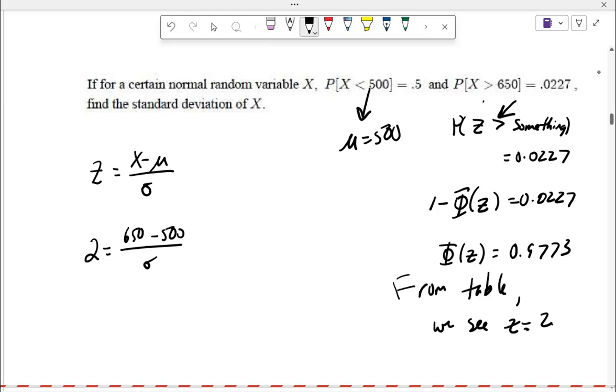My sigma is on bottom. We can solve for sigma. What does it get? 75? 150 divided by 2? Does that make sense? What's wrong with it?